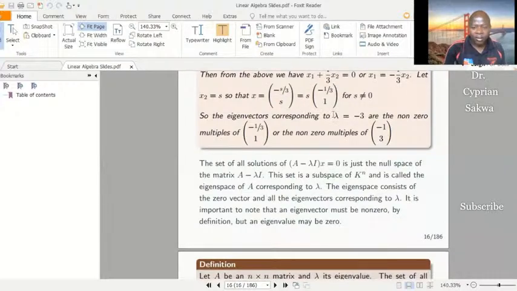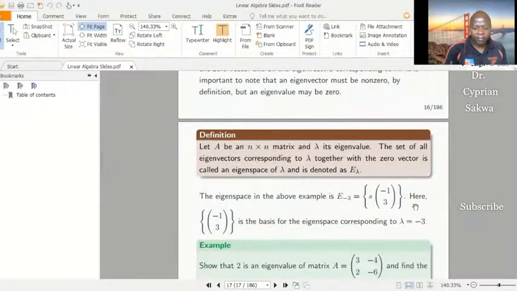In fact, this is what I have written, s times this. So the set of all this, and you know when I talk about a set, the kind of brackets I'm using, that set is what we call the eigenspace. So it's the eigenspace of eigenvalue -3. That's how we denote it.